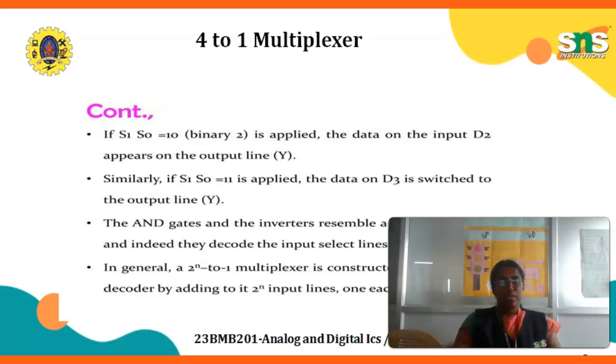If S1, S0 is 1, 0 is applied, the data on input D2 appears on the output line. Similarly, the fourth case: if S1, S0 is 1, 1 is applied, the data D3 is switched to the output line. The AND gates and the inverters resemble a decoder circuit, and indeed they decode the input select lines. In general, a 2 power n to 1 multiplexer is constructed from an n to 2 power n decoder by adding 2 power n input lines, one to each AND gate.